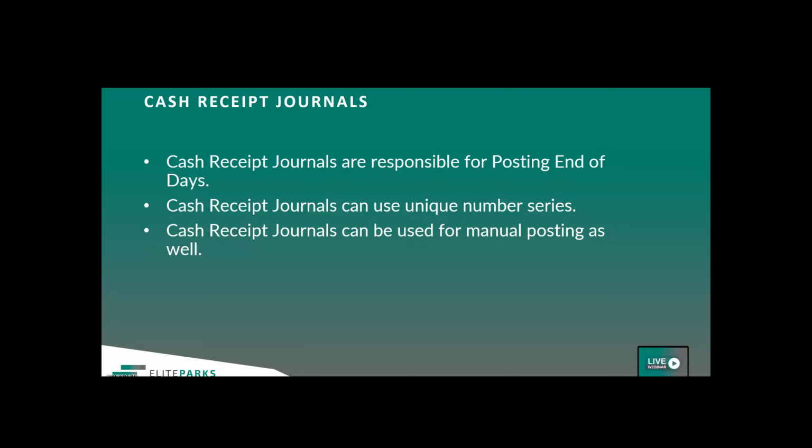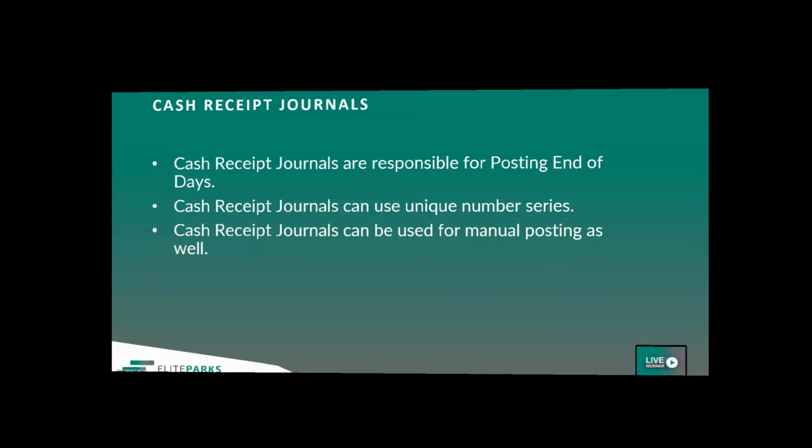As a cash receipt journal, they work very similarly to your general journals, and you can have multiple batches set up for different purposes. As I just mentioned, you would have different batches for your end of days against different parks. This is so that you could assign it against the park card or cash receipt journal. You can then have the specific number series for that park.